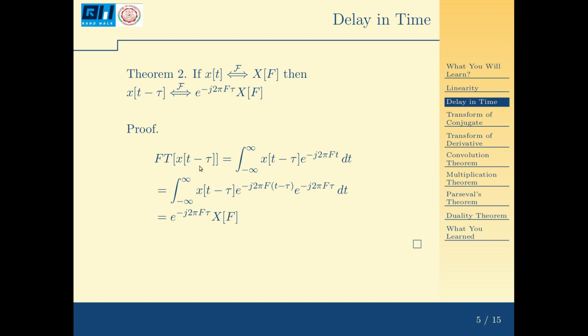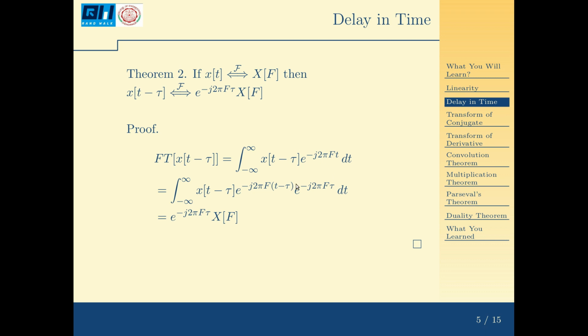The Fourier transform of x(t minus tau) is the integral from minus infinity to infinity of x(t minus tau) e raised to minus j 2 pi ft dt. Now since the argument is t minus tau, I want to make the kernel also in t minus tau. So I write e raised to minus j 2 pi ft as e raised to minus j 2 pi f into (t minus tau). Now I have included an e raised to j 2 pi f tau, so that should be removed by division. So I multiply this by e raised to minus j 2 pi f tau. Here I have added e raised to j 2 pi f tau, and I removed it by division.